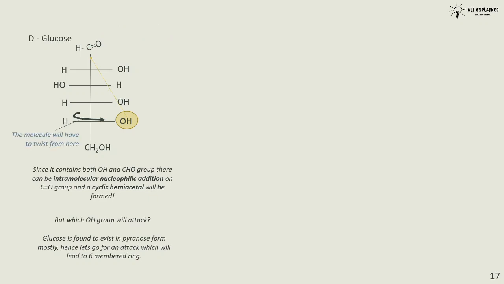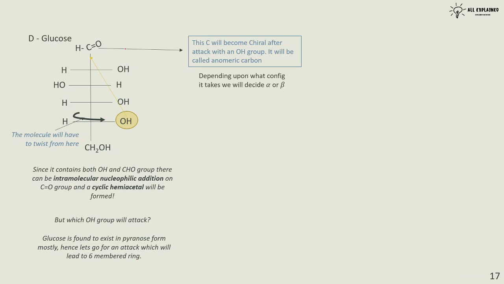These names will help us to understand the structures of coming molecules. So this carbon will get chiral after the attack. Depending upon what configuration it takes, we will decide alpha and beta, okay? But we wouldn't be seeing R and S configurations. We will be deciding in a very different way.